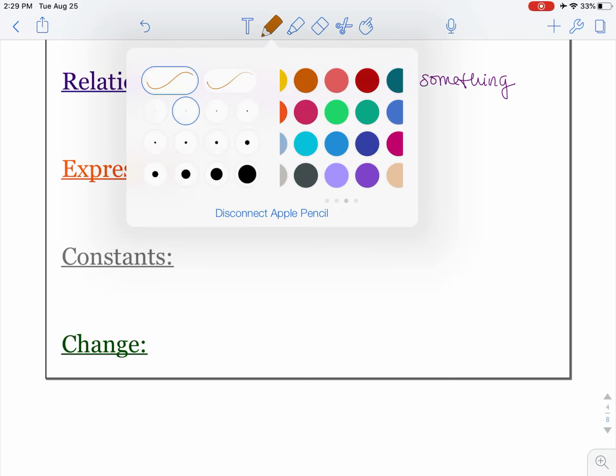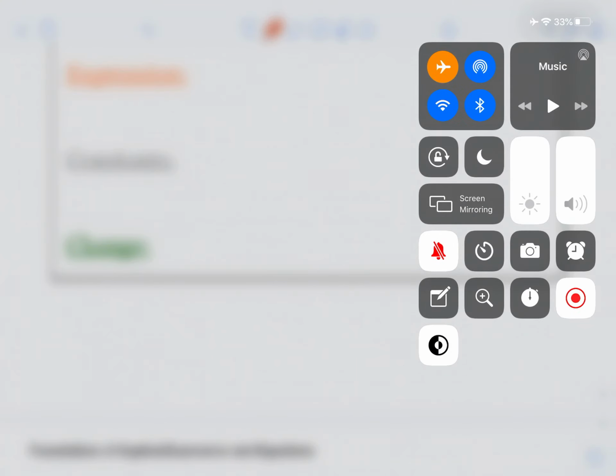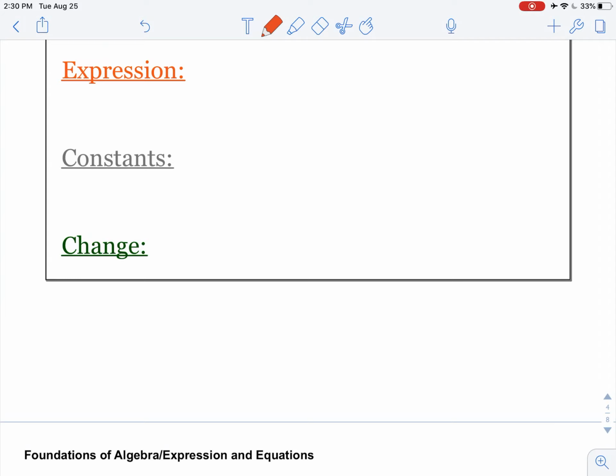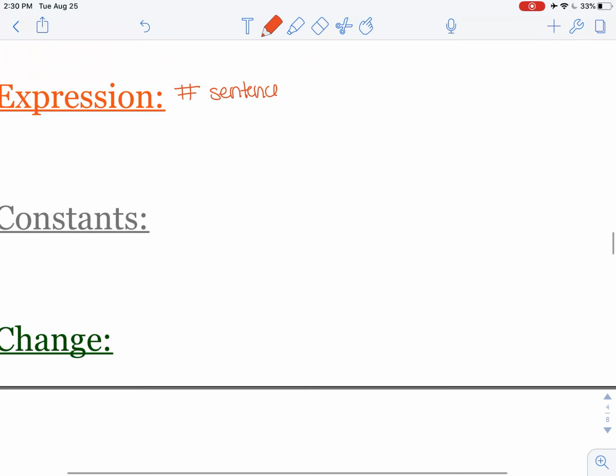Let's look at the word expression. An expression in English is a phrase or a saying or a sentence, and it's very similar in math. In math, an expression is a number sentence. And I like to call it one-sided. What I mean by that is that there's no equal sign.